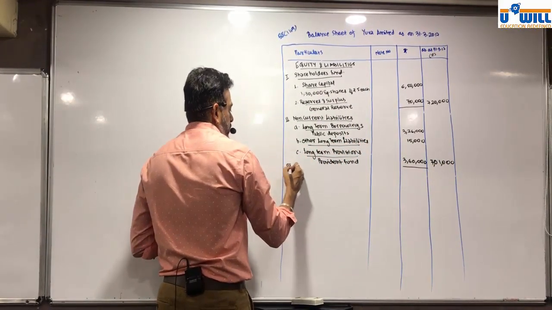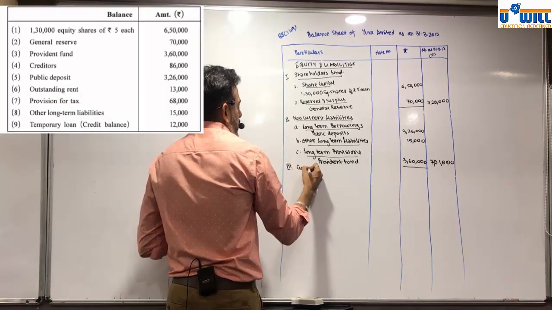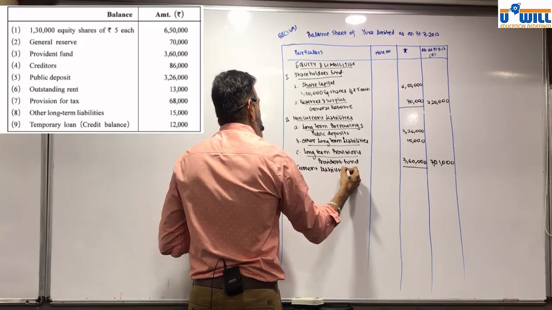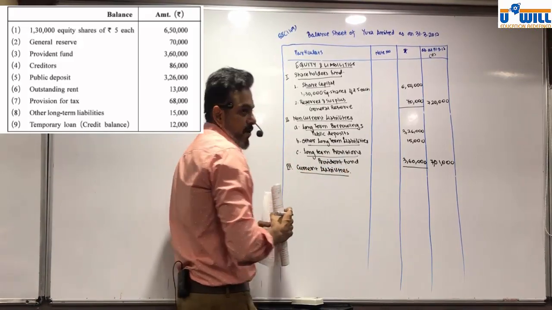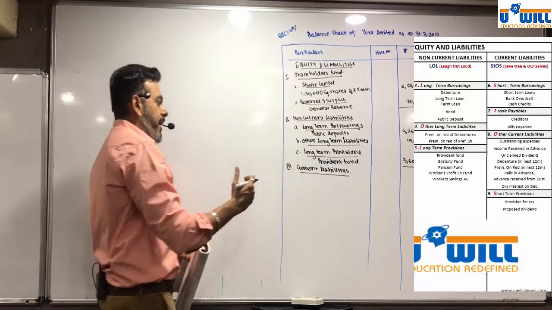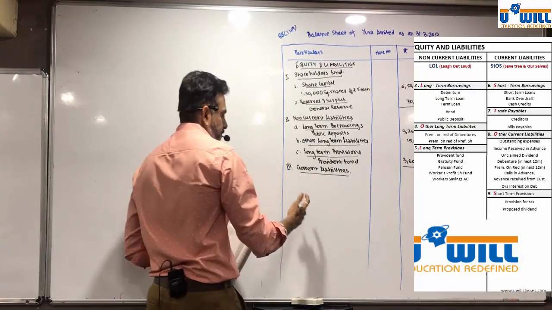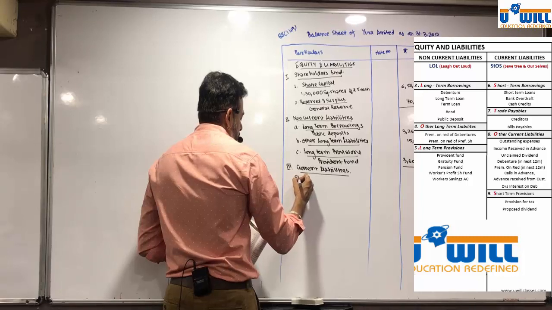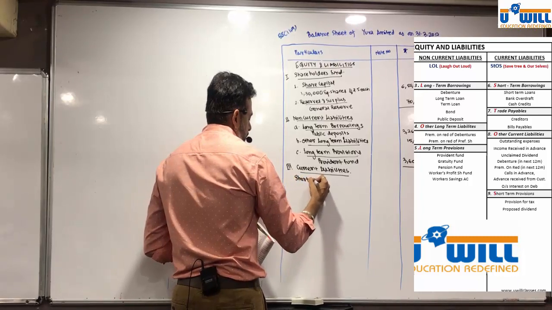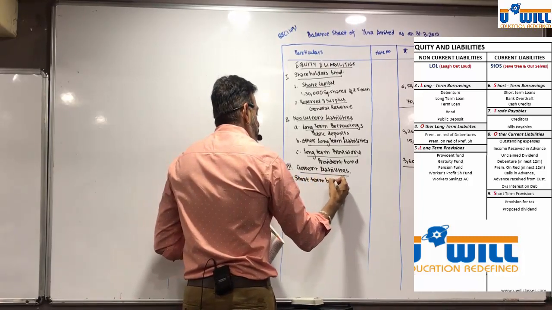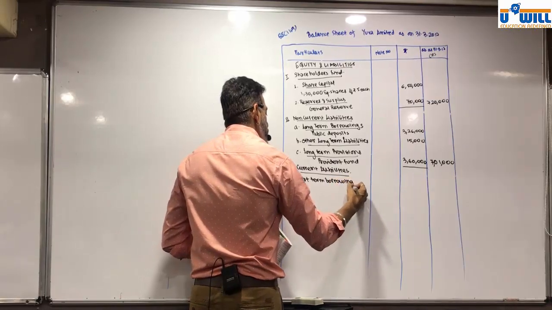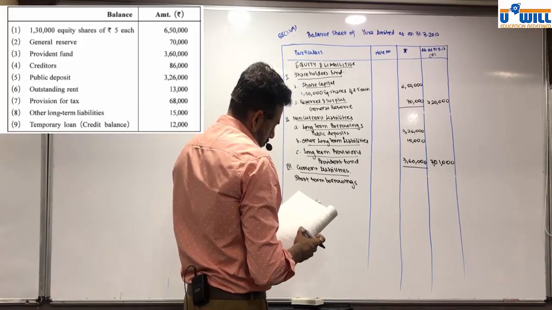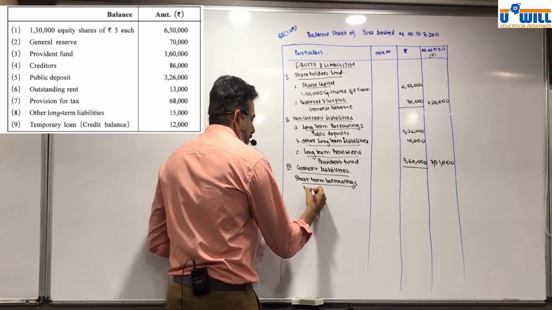Third, current liabilities. Current is for a shorter period of time. From this we make our STOS, save trees and ourselves. Okay, so short-term borrowings. Is there anything in short-term borrowing? We take temporary loan.